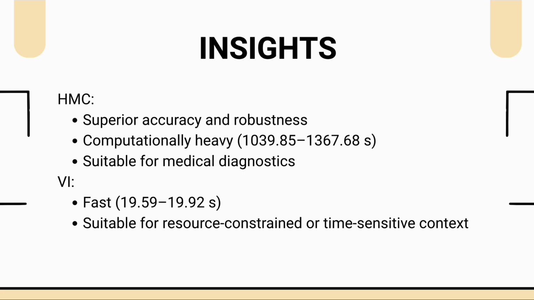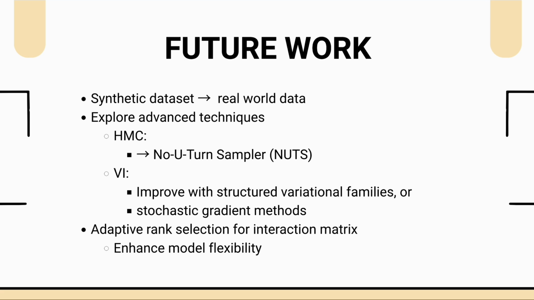This makes HMC suitable for medical diagnostics, where accuracy is the most important. On the other hand, VI is fast, with significantly lower computational time, making it suitable for resource-constrained or time-sensitive contexts. As we are working with synthetic datasets, which limit real-world generalizability, future work should test with real datasets. We can also explore advanced techniques, such as replacing HMC with the no-U-turn sampler, NUTS, and improving VI with structured variational families or stochastic gradient methods.